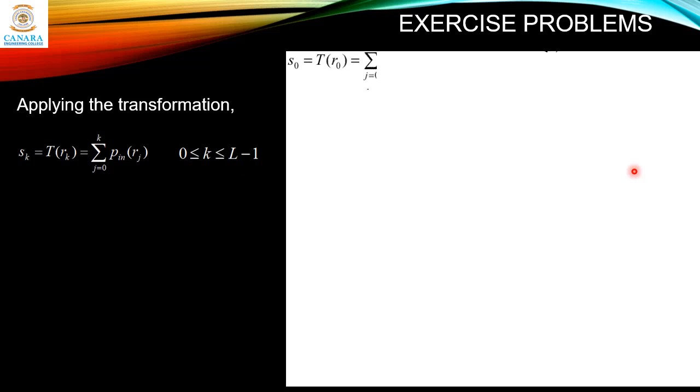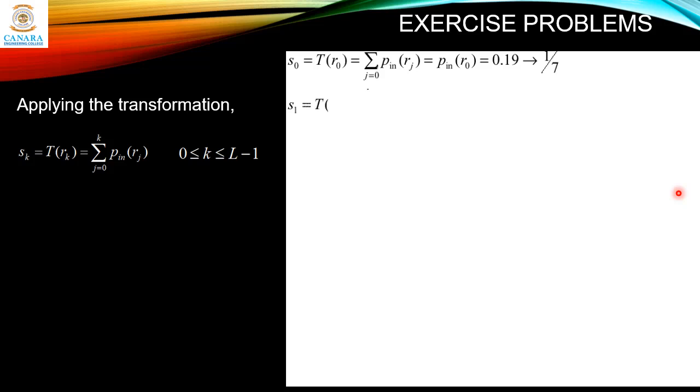So s0 is T of r0, which is pin of r0. pin of r0 is 0.19, and 0.19 can be approximated to 1 by 7. If you calculate 1 by 7, it's somewhere near 0.19. Okay, so this is an approximation to the nearest level. And keep in mind, this is a digital image and it can have only a finite number of levels, and for this example we can only have 8 levels, which are 0, 1 by 7, 2 by 7, 3 by 7, up to 1, which is 7 by 7.